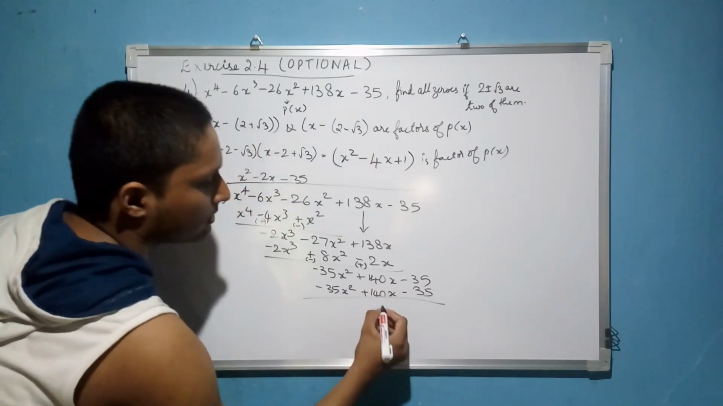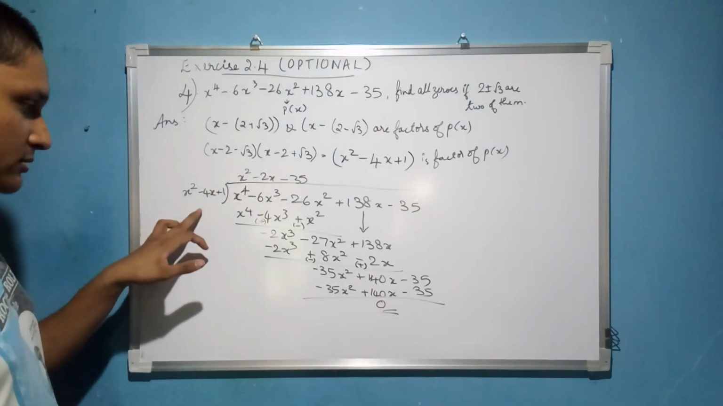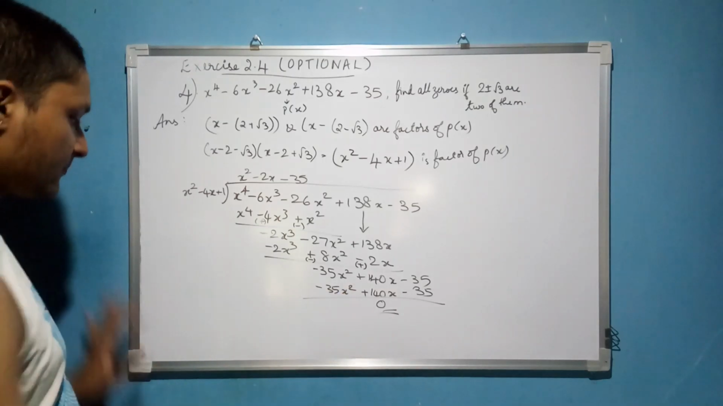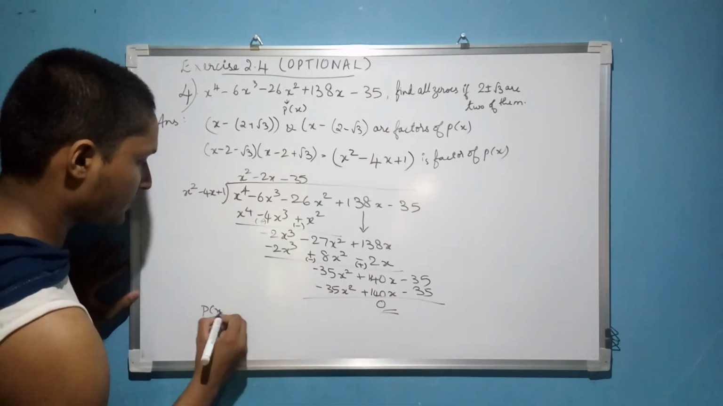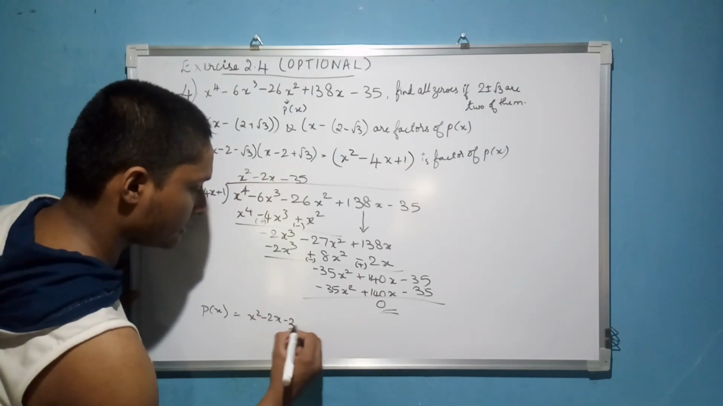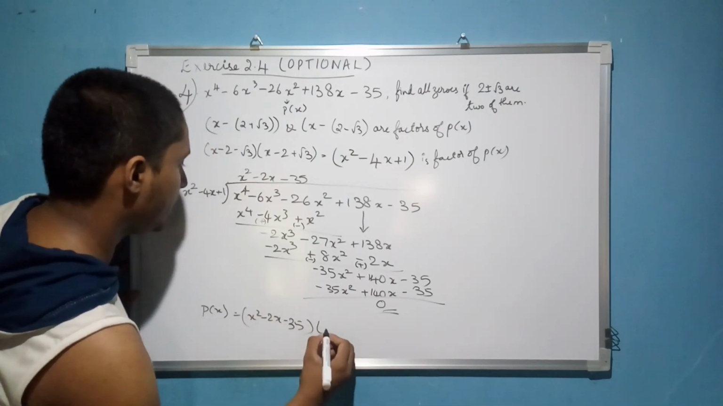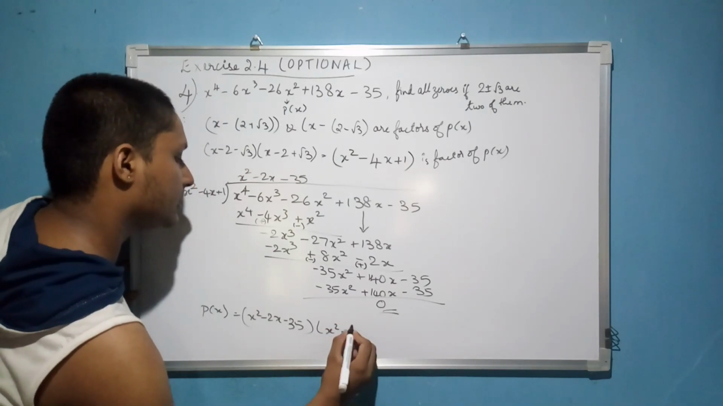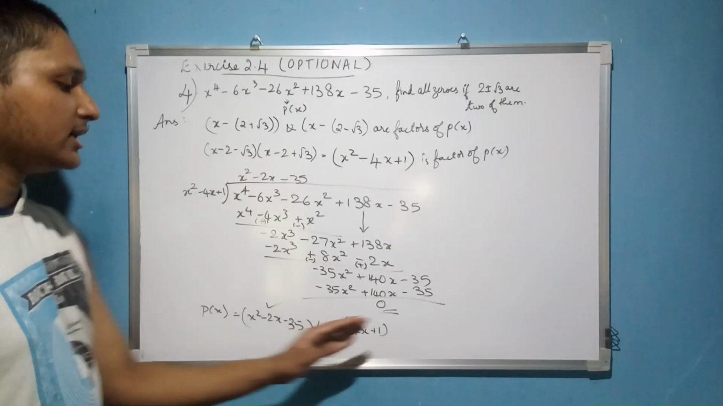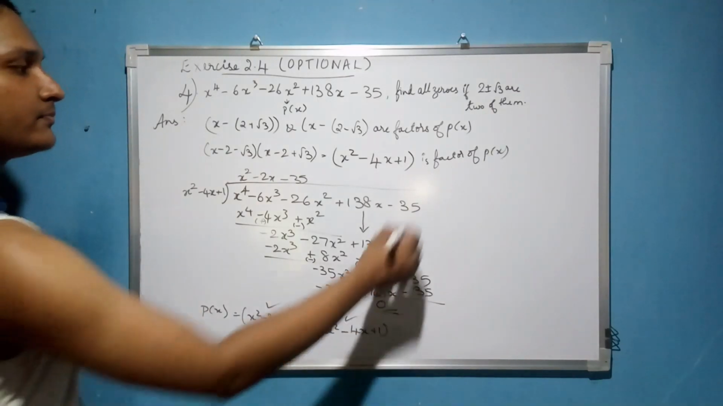It should be. Let me check whether it's correct. So 4 into 35 comes to be 140. So cancel it. So I can write that p of x is equal to x square minus 2x minus 35 into x square minus 4x plus 1. So you have two factors here that you got. Because the remainder is 0, r of x is 0.